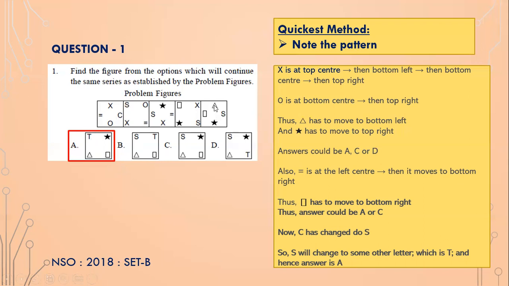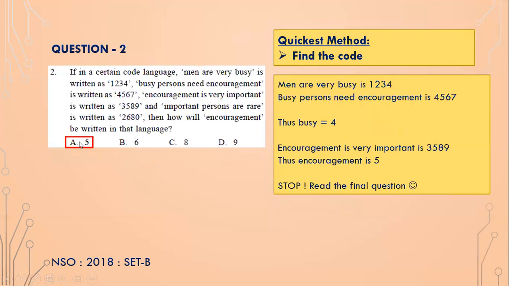So here the triangle moves from the top center to the bottom left. The star should move from the bottom center to the top right. The triangle should move to the bottom right, and S should be replaced by some other letter, which is T. So that's why C cannot be the answer. The correct option is option A.